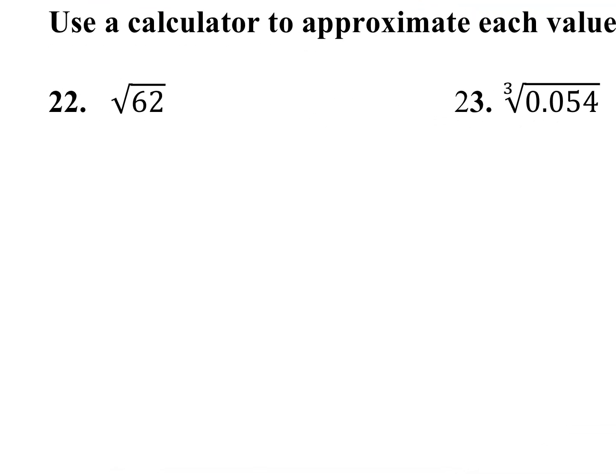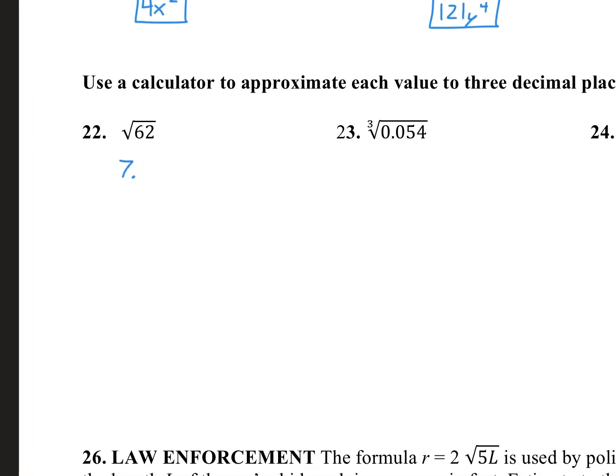All right, here are some calculator problems. So make sure you know how to use your calculator. Now, without even touching a calculator, you should know that this answer is going to be between 7 and 8 because 62 is bigger than 49 and smaller than 64. Square root of 49 is 7, square root of 64 is 8. So if you put this into a calculator and you follow directions and round to 3 decimal places, you get 7.874.